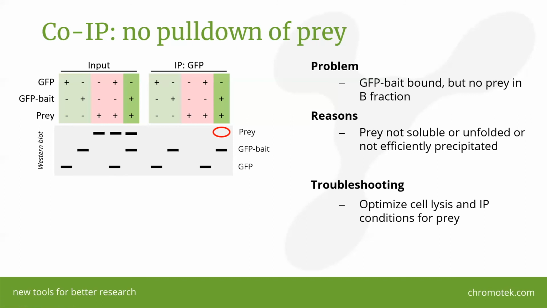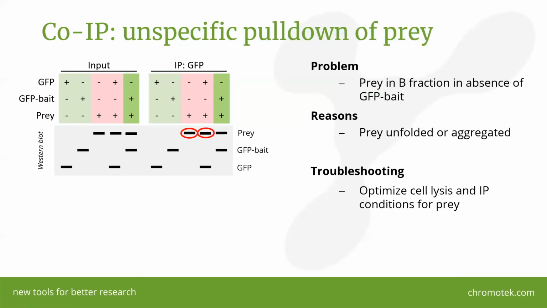The next problem is if we have an unspecific pull down of prey. Again, the prey input, or the input, looks really good. But you can see that in the negative control, there are two bands which should not be there.